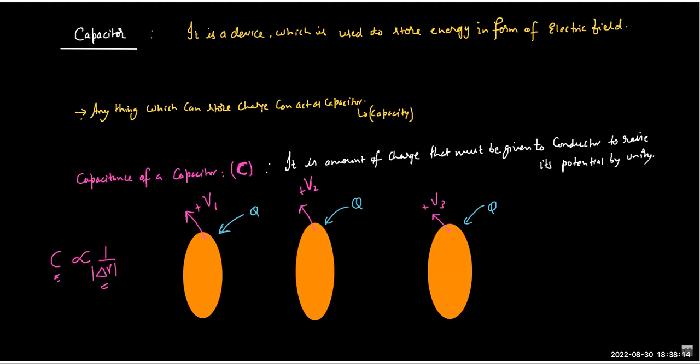Yes, sir. So this definition is the beginning and the end of the chapter. If you understand this definition, nothing can stop you from mastering this chapter. So what is the capacitance of a capacitor? A capacitor is a device which we have defined. What is the capacitance of a capacitor? It is the amount of charge that must be given to a conductor to raise its potential by unity.